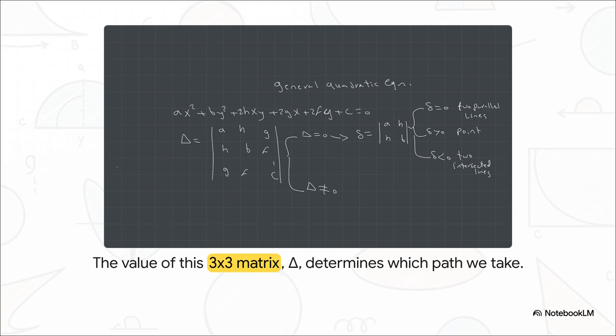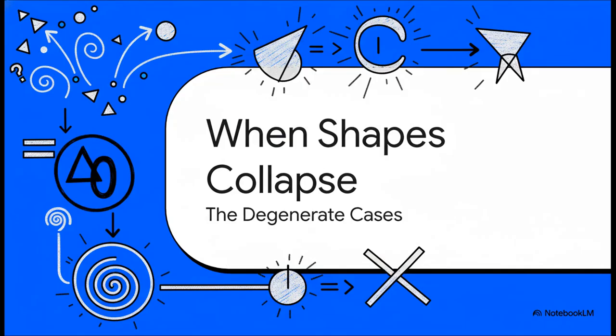Now, the first crucial step, the first big question we have to answer is simple. Does delta equal 0 or not? That one calculation is going to send us on 2 completely different paths. So let's explore that first path, which is full of surprises, by the way. This is what happens when delta is equal to 0. This is where our big, grand equation kind of collapses into simpler or what we call degenerate forms.